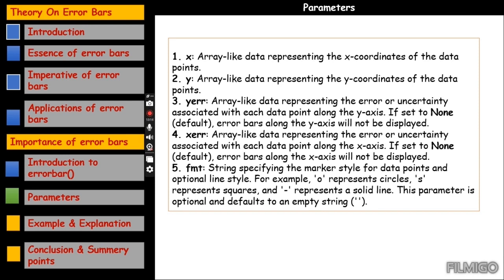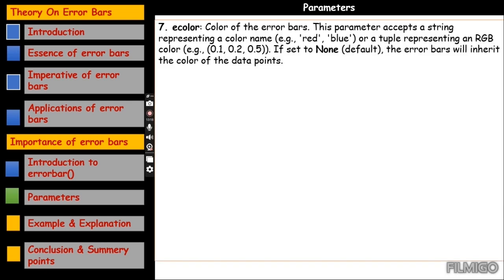This parameter is optional and defaults to an empty string. ecolor: color of the error bars. This parameter accepts a string representing a color name (e.g., 'red', 'blue') or a tuple representing an RGB color (e.g., (0.1, 0.2, 0.5)). If set to None (default), the error bars will inherit the color of the data points.